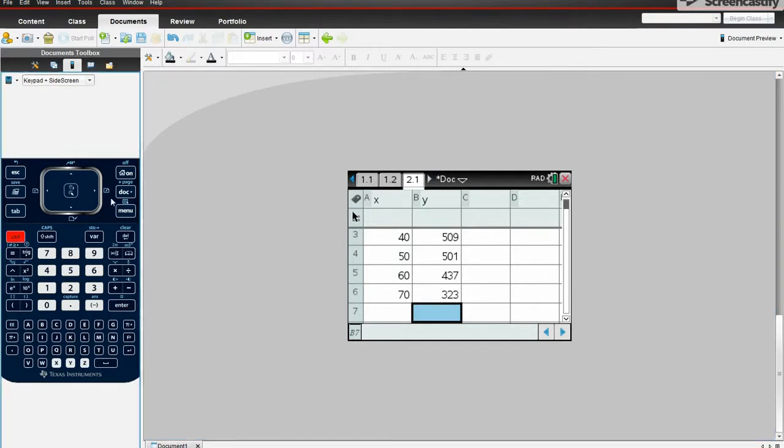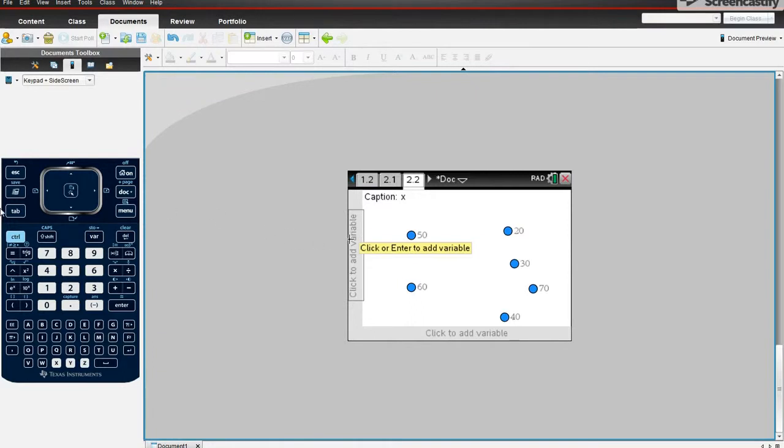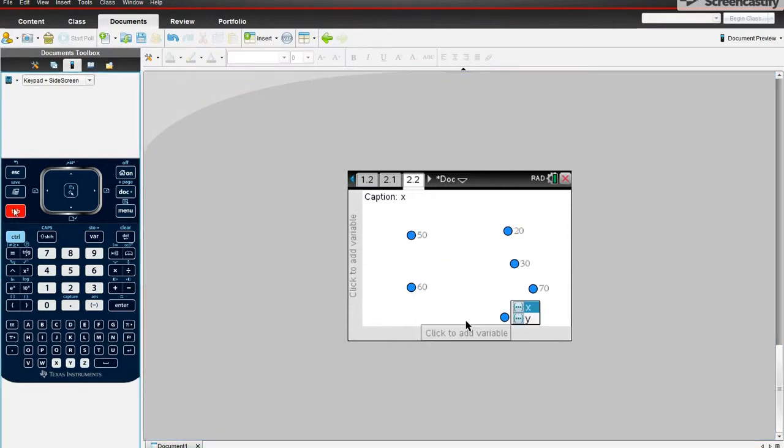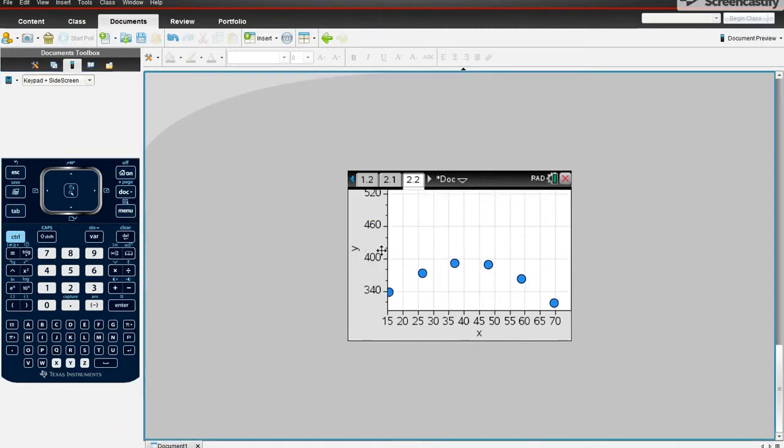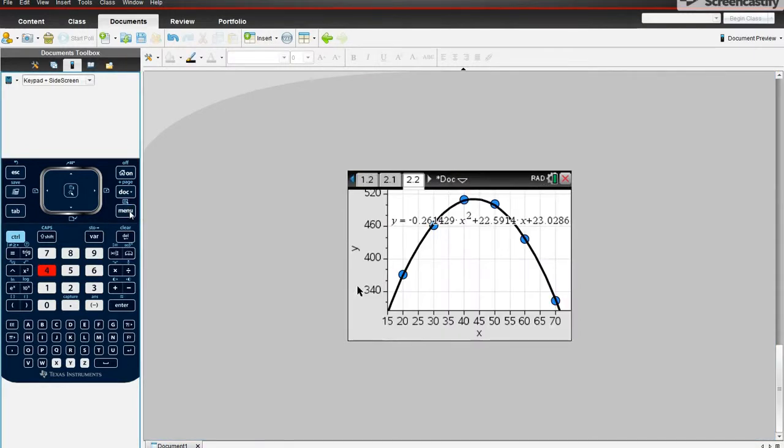And then you're going to again do Control Doc, pick number 5, push Tab, pick X, push Tab, pick Y, and it looks like a frowny face. So we believe it's quadratic, so we're going to push menu 464. And that gives us the equation of negative 0.261 x squared plus 22.591 times x plus 23.029. I am rounding to 3 decimal places, and that's what y equals.